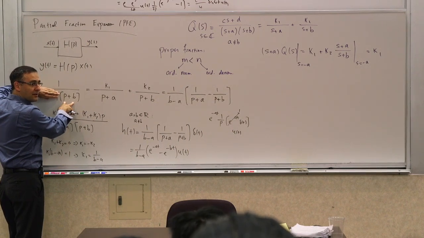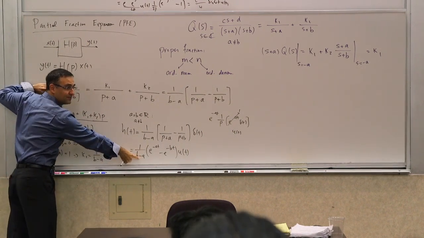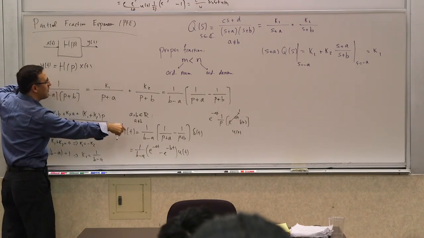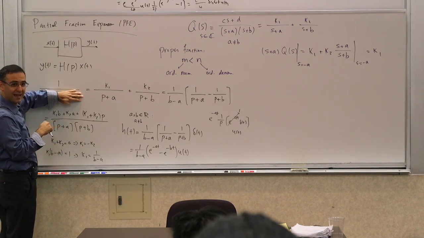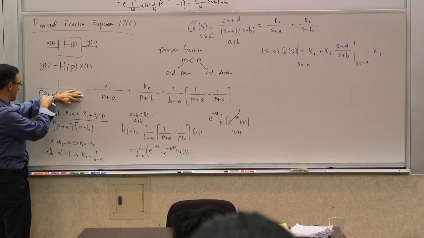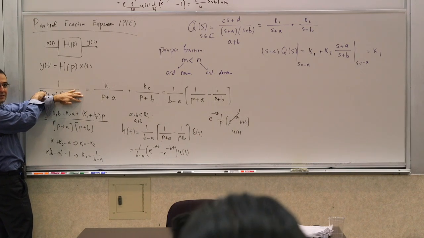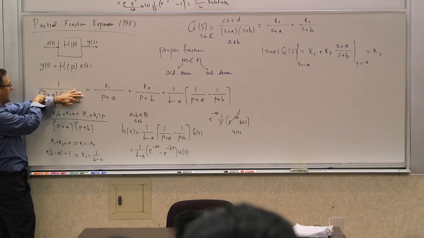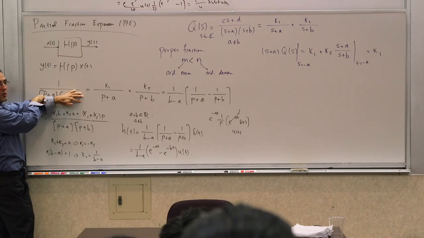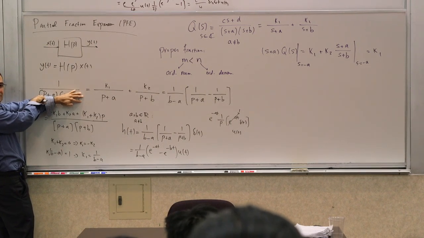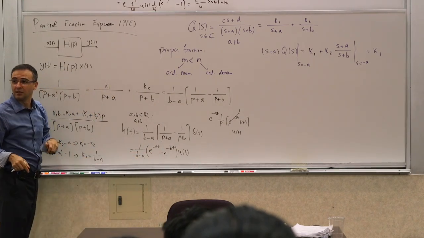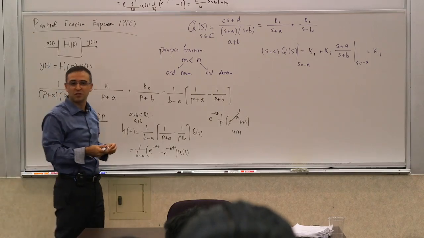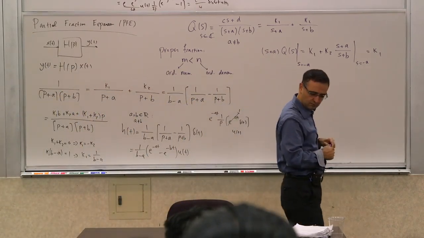1 over B minus A, right? I get that. Now if I want to calculate K2, I multiply by P plus B and again set P to negative B this time. What do I get? I get negative 1 over B minus A, right? Because it's going to be A minus B, which would be negative 1 over B minus A. So I can calculate K1 and K2 much faster, much easier that way.